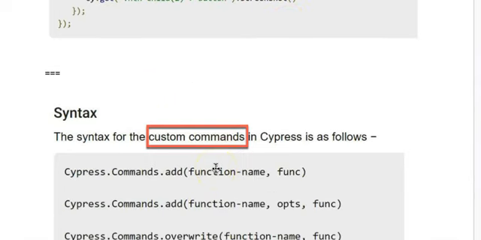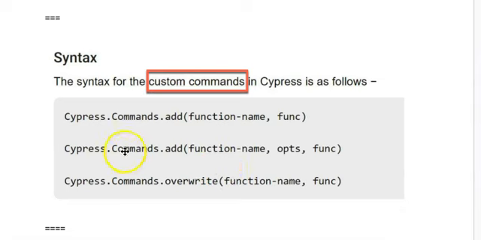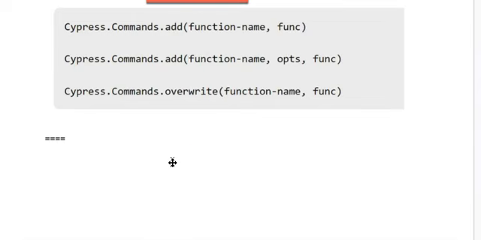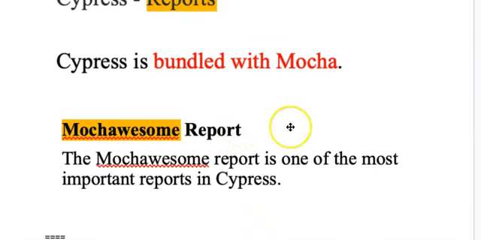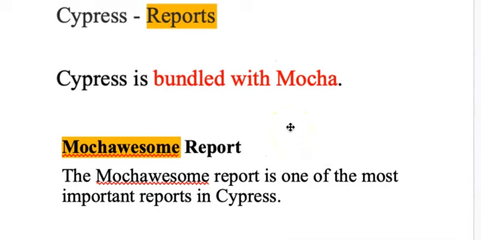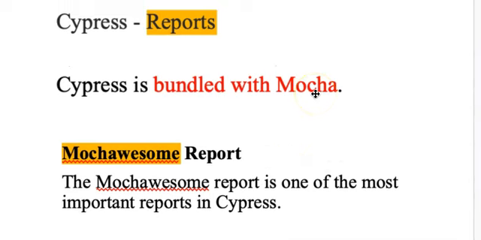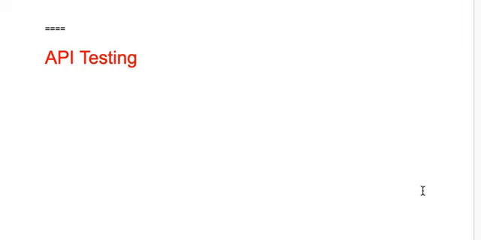If we want custom commands in Cypress, we can use something called Cypress.Commands.add of function name, func. Cypress.Commands.add and everything. Cypress.Commands.overwrite. If you want to get reports, we can get them with the help of Mocha, which is already bundled with Cypress. There is also something called Mochawesome report. The Mochawesome report is one of the most important reports in Cypress.